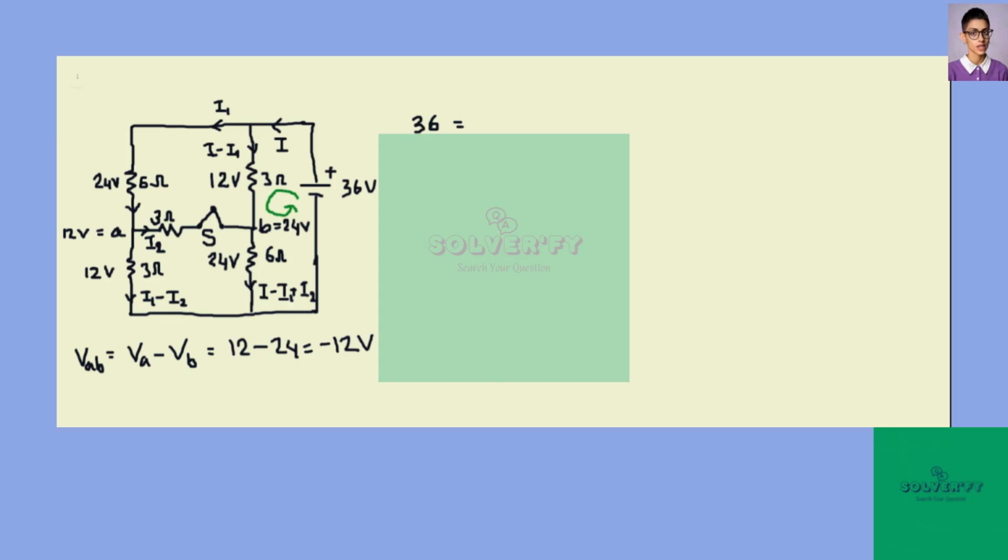Now this should be equal to the potential dropped across the 3 ohm resistor and the 6 ohm resistor. So this should be (I minus I1) times 3, and along the 6 ohm resistor that is (I minus I1 plus I2) times 6, right? Okay, now this is equation first. We can further simplify this and write equation 1.